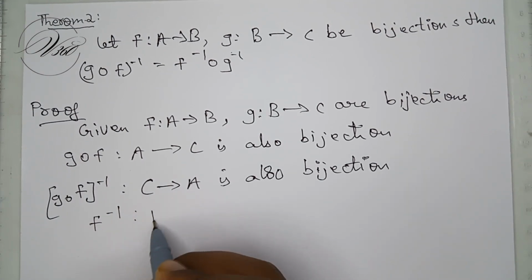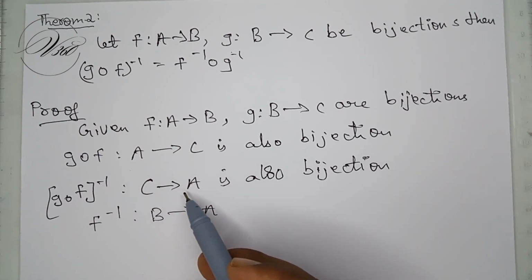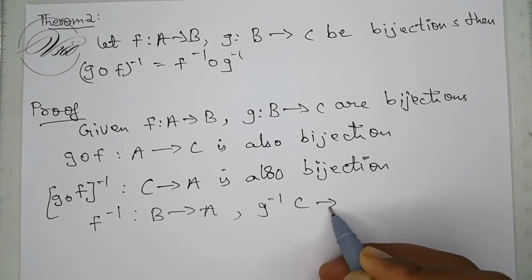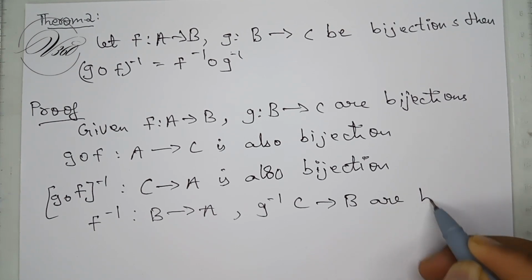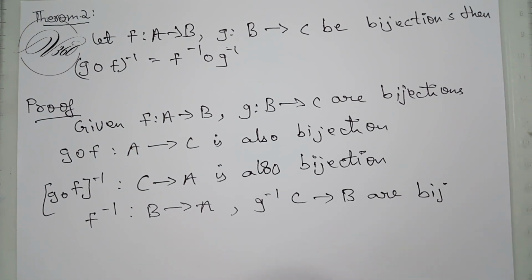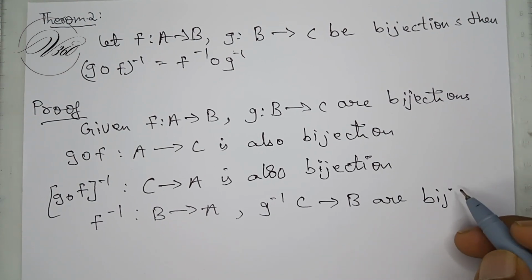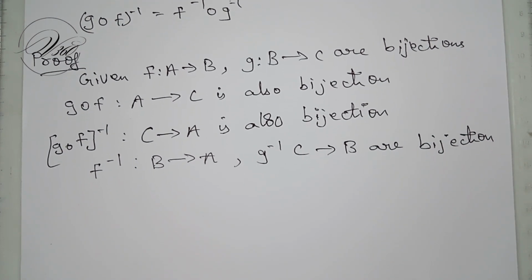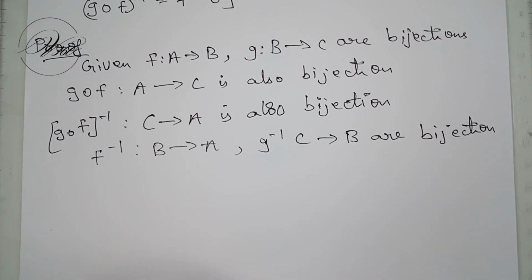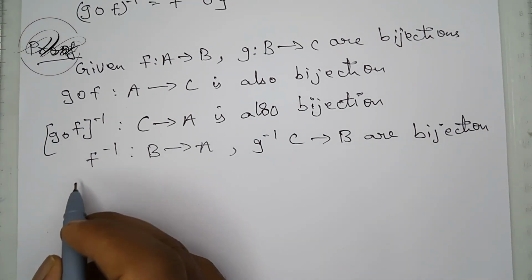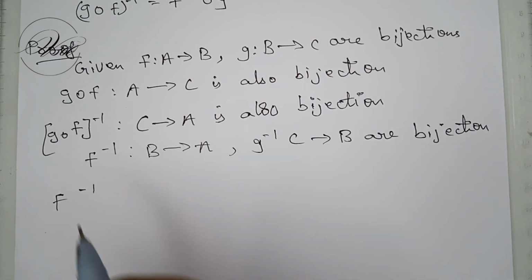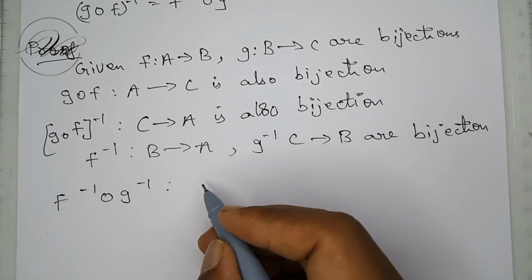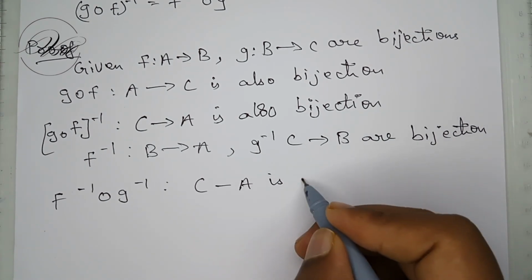F inverse maps B to A. From here we can conclude that F inverse means B to A and G inverse means C to B are bijections. Simple. If F and G are bijections, F inverse and G inverse also should be bijections, no? That's why we got F inverse and G inverse as bijections. Okay. Now F inverse of G inverse maps C to A is also a bijection. No.